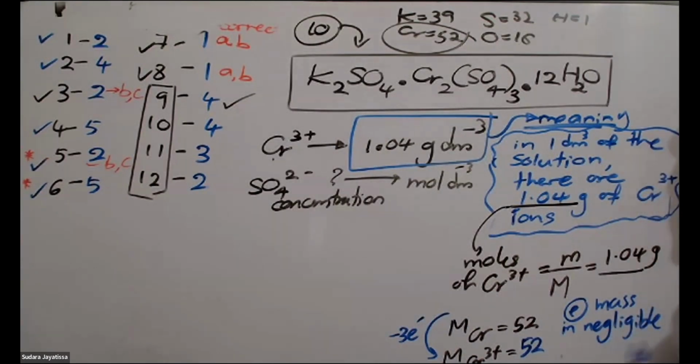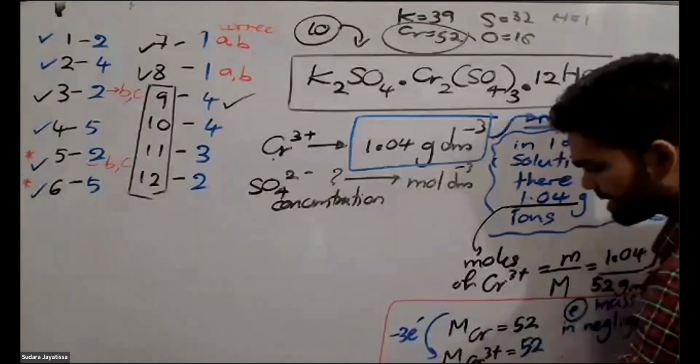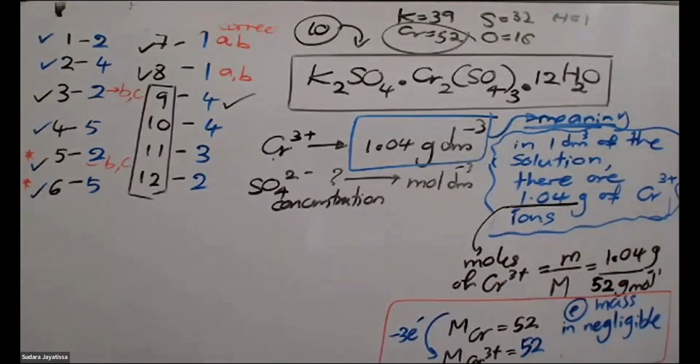So we are ignoring the mass of electron. That's why we get the 52 here. Is that clear to you all now? So therefore, we divide this one by 52 grams per mole. That's the molar mass of chromium 3 plus. If you mistook this one, please write it properly. It's a very important point. Chromium molar mass is the same as the chromium 3 plus molar mass.